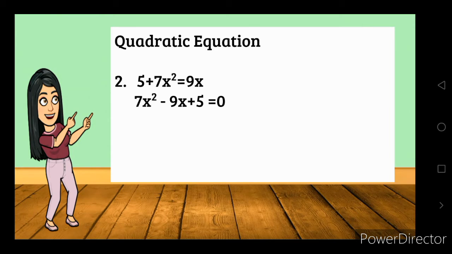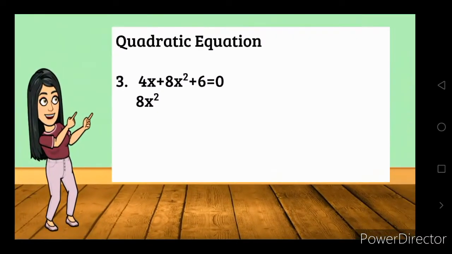So our quadratic equation is 7x squared minus 9x plus 5 equals 0, where a is equal to 7, the numerical coefficient of the quadratic term. Then b is equal to negative 9 because the numerical coefficient of the linear term is negative 9. So we should copy the operation before the number. Then c is equal to positive 5, which is the constant term.